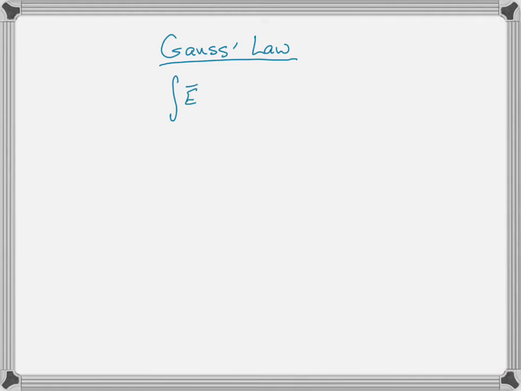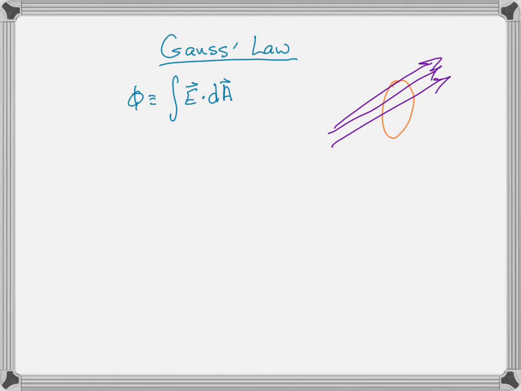Gauss's law starts with the definition of electric flux. The definition of electric flux is E dot dA. It's the amount of field that passes perpendicularly through an area. So if I've got a certain area, like a basketball hoop, a sideways basketball hoop, and I've got an electric field that passes through that hoop, I meant to make it just a constant field, but at some angle.